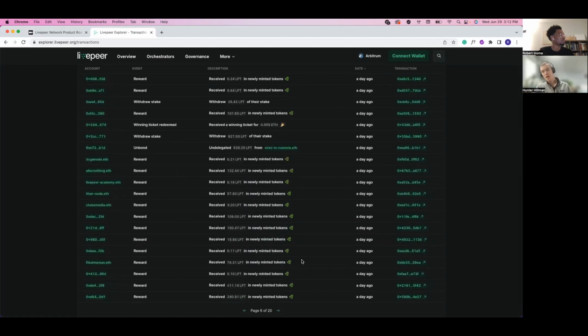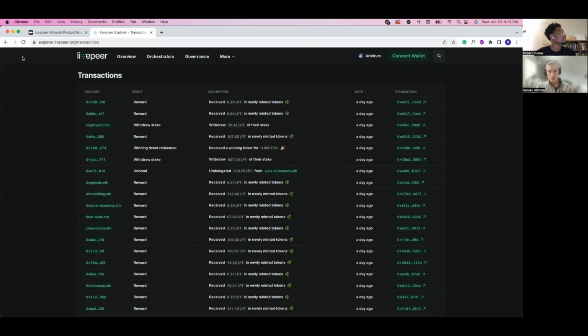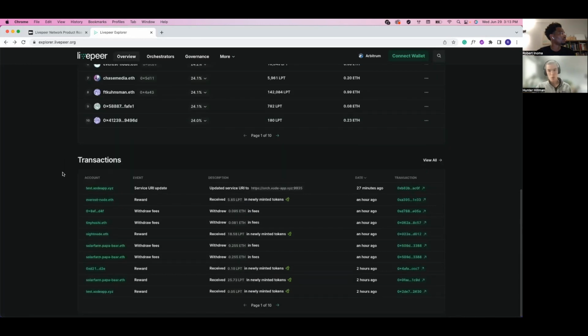And so the idea here is to really give a picture of what's happening on the network on a day-to-day basis. Now, it's not capturing the actual segments of video that are getting transcoded, because that's not always something the protocol has visibility into. But it is really capturing what orchestrators and delegators and in some cases broadcasters are doing on the network. And the hope is that this provides a picture of the activity, and really makes the protocol feel more alive.